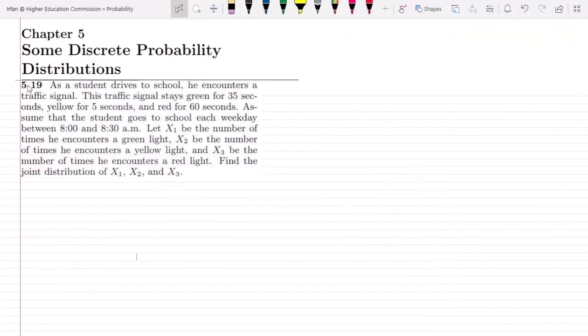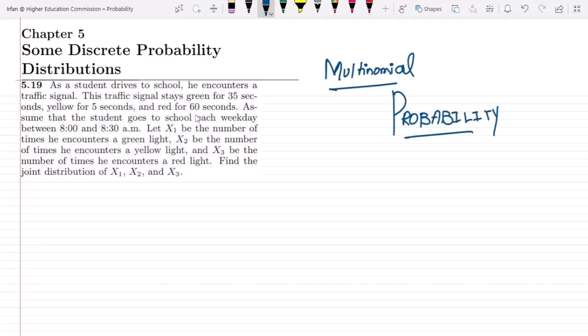So this is question 5.19 of chapter 5, and today we are starting another very important topic that is related to the multinomial probability. Let us first go through the statement of this question. As a student drives to school, he encounters a traffic signal. This traffic signal stays green for 35 seconds, yellow for 5 seconds, and red for 60 seconds.